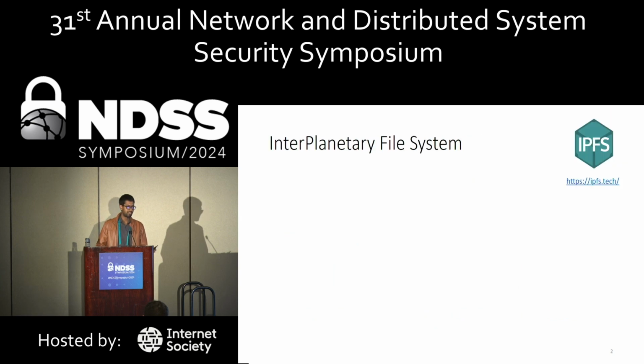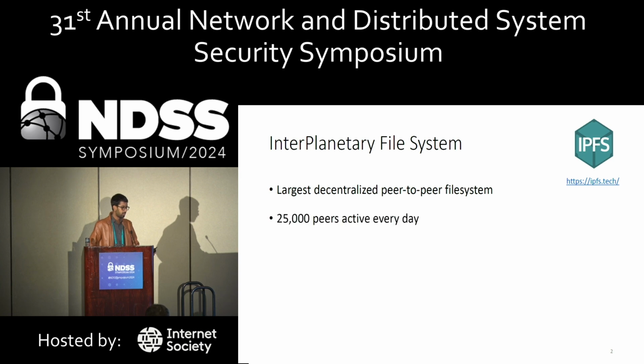So the InterPlanetary File System, or IPFS, is the largest decentralized peer-to-peer file system today. You can think of it as a peer-to-peer network that allows you to store and retrieve files. And it's decentralized in the sense that no single entity controls all these peers. It has about 25,000 nodes running every day and more than 1 billion files stored.